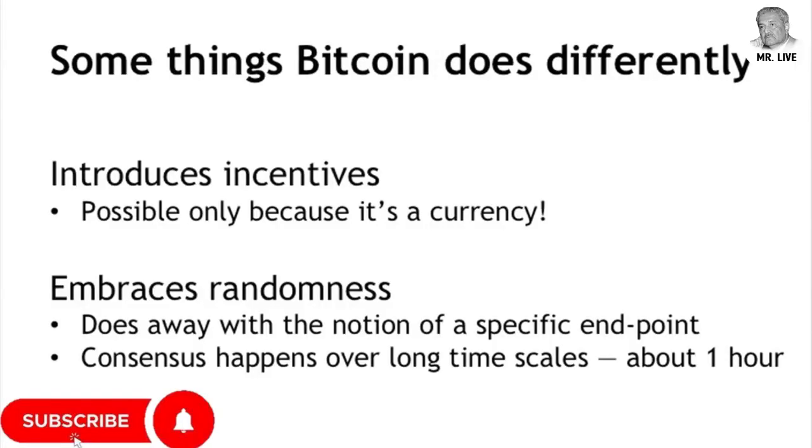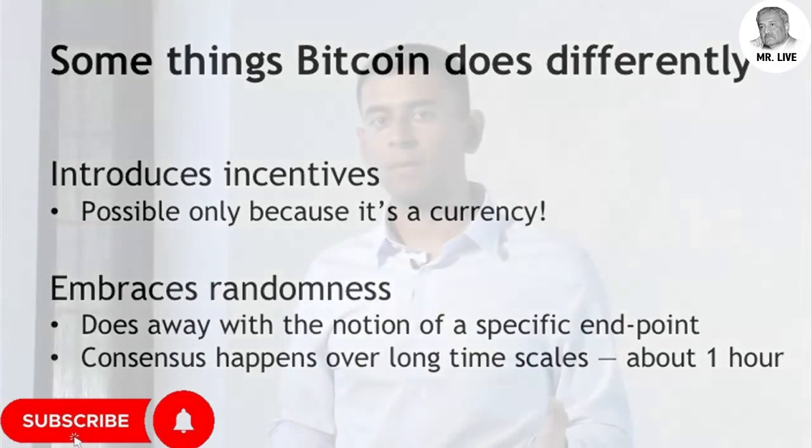And the other thing that it does differently is that it really embraces the notion of randomness. And what I mean by that is one of the things it does is it does away with the notion of a specific starting point and ending point for consensus. Instead, consensus happens over a long period of time, about an hour in the practical system, but even at the end of that time, you're not 100% sure that a transaction or a block that you're interested in has made it into the consensus blockchain.